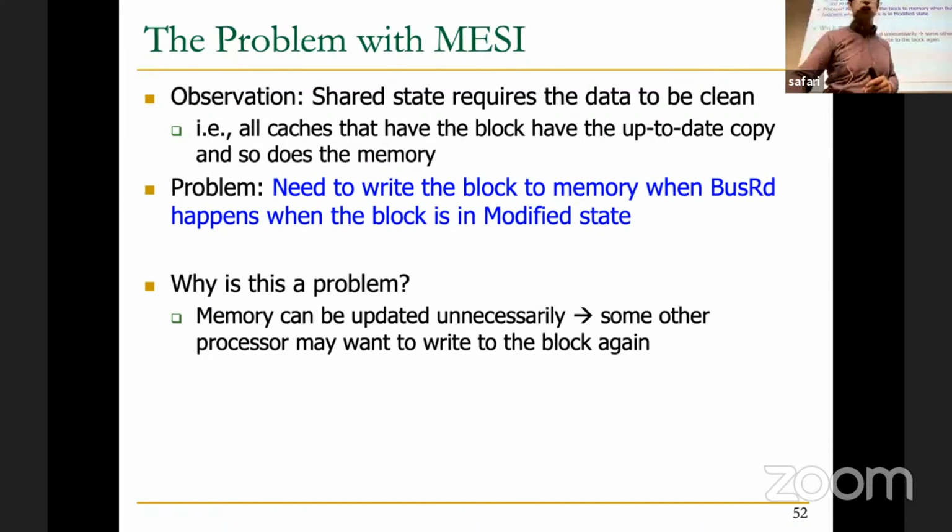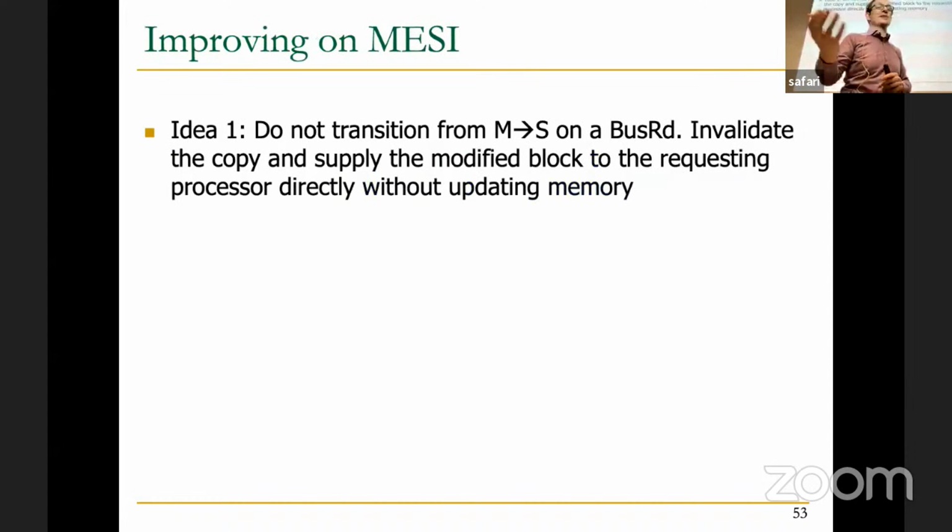So basically, you're updating the memory unnecessarily. So how do you basically fix the problem? There actually, MOESI is not the only idea. MOESI complicates the protocol, but actually is powerful. But one way of fixing the problem is do not transition from modified to shared on a bus read: invalidate the copy, and supply the modified block to the requesting processor directly without updating memory. That doesn't require a modified shared state. It still solves the problem, but it introduces some other pattern that's not necessarily good.